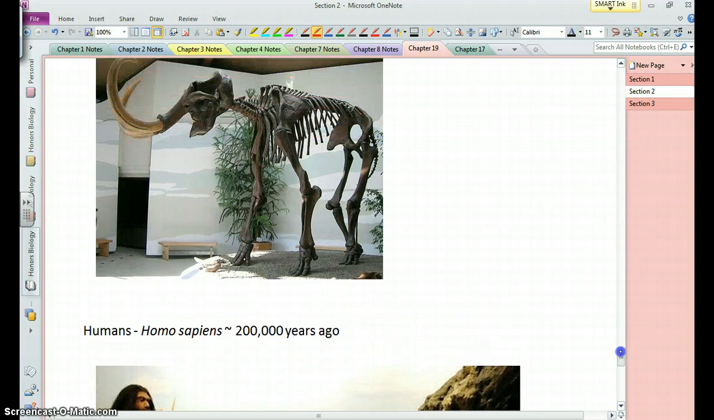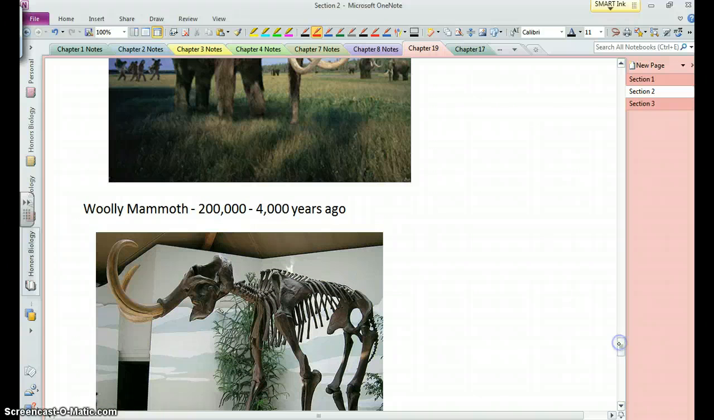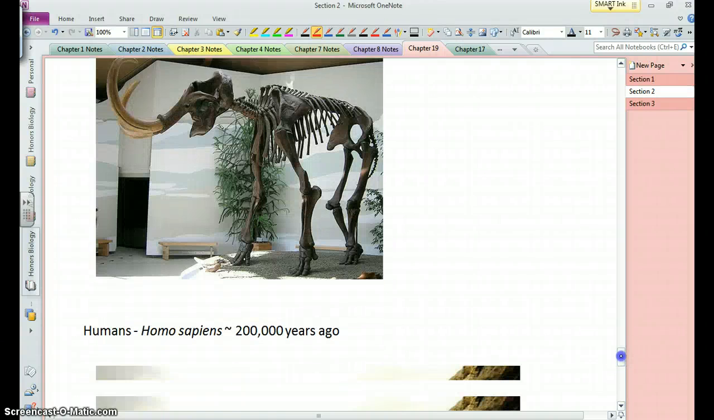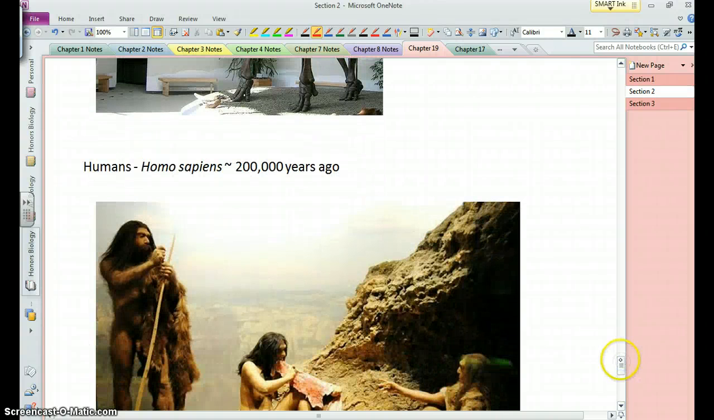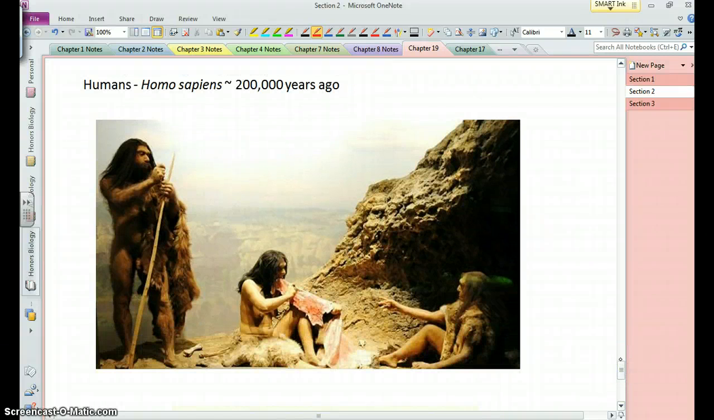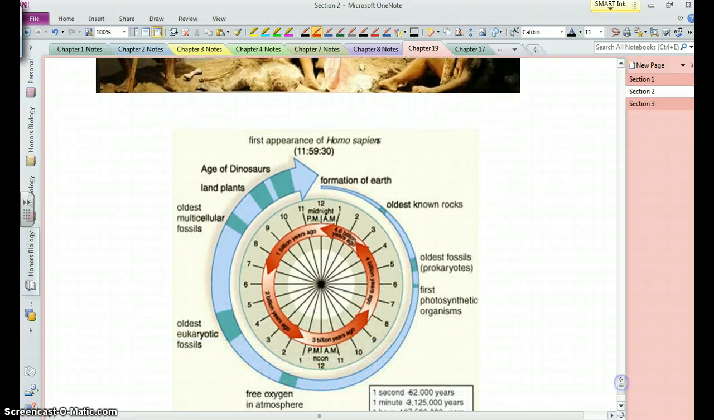And so you can see for the last 200,000 years, that's about how long people have been around, what we would refer to as anatomically correct or modern humans, as opposed to our ancestors, bringing us to the current time when we exist, but a lot of these other things have gone extinct.